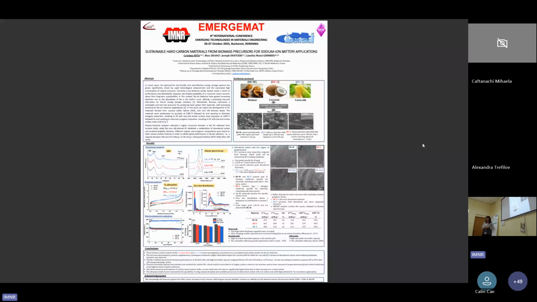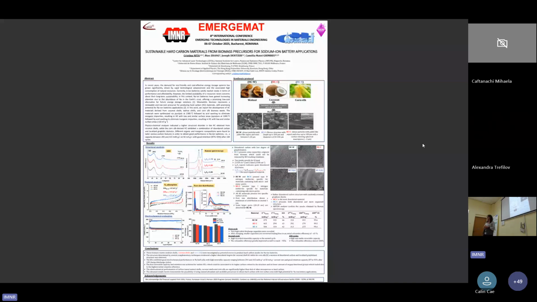In the last period, the attention was focused more and more on lithium-ion batteries, especially due to high energy density. But the problem with lithium is the limited resources. So we are looking for other alternatives, and one of these is sodium, which presents similar chemical properties as lithium, but the resources are considered unlimited because they are everywhere in nature.